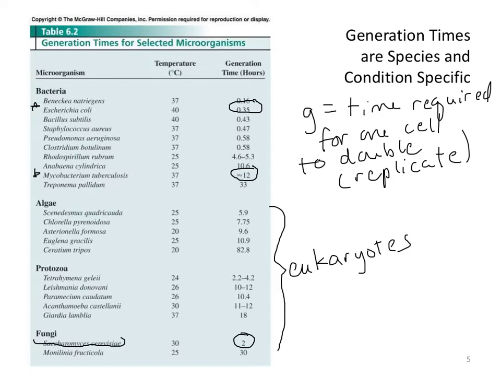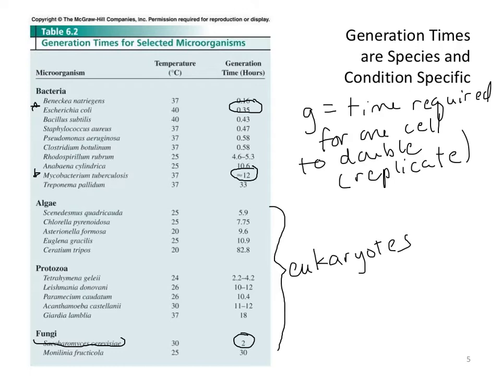Why would anybody care about this? Well, it's got all kinds of relevance to humans. So if you're trying to predict how quickly a known pathogen could grow in your body or in some food that you might have out on the counter, then if you want to be able to predict that, you need to know the generation time for that particular organism and what it is under those particular conditions.